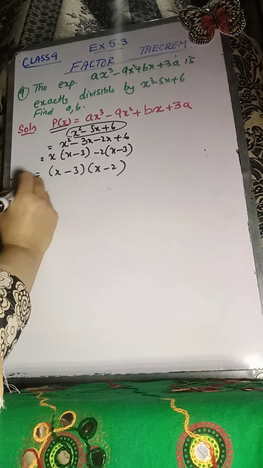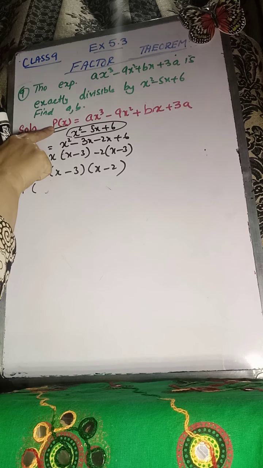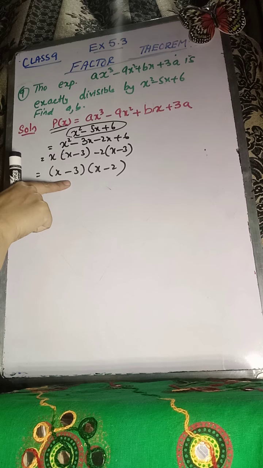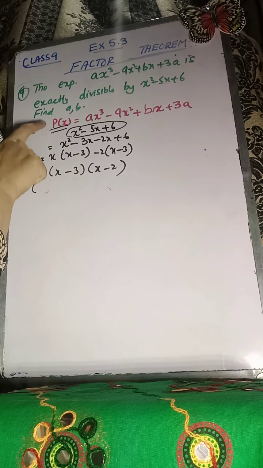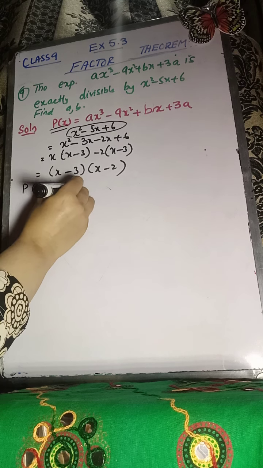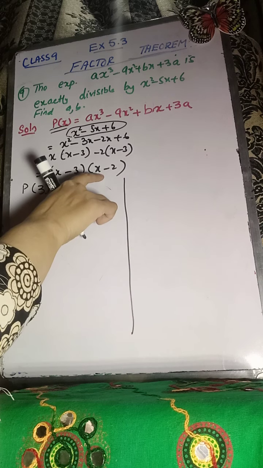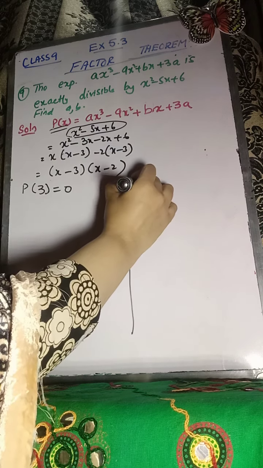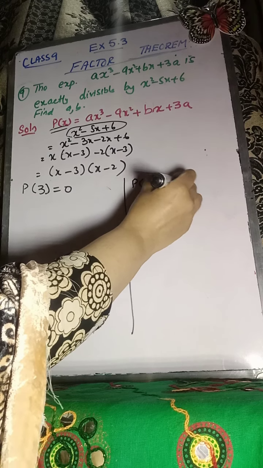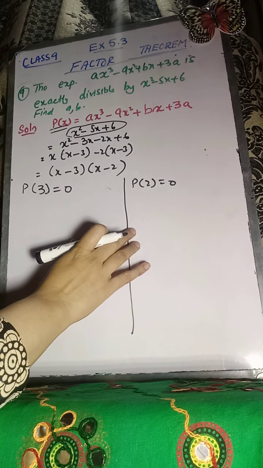So it means that p of x is divisible by this, it means it will give a remainder equal to 0 when we divide the given polynomial by x minus 3. It means that p of 3 will be equal to 0. Also, as it is divisible by x minus 2 also, p of 2 will also be equal to 0. So from here we are going to get two equations which will help us to find the value of a and b.